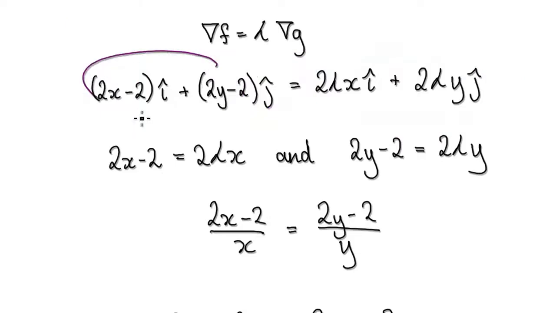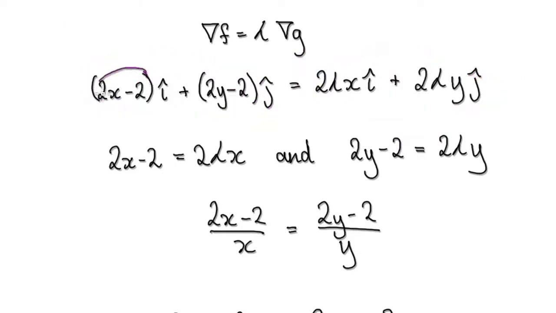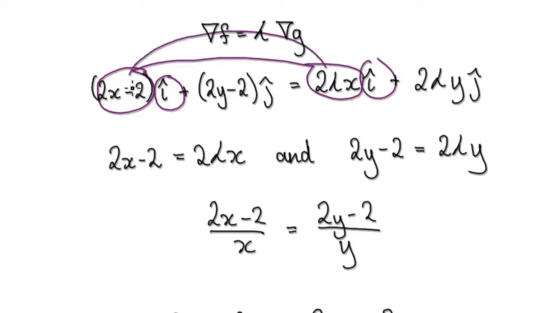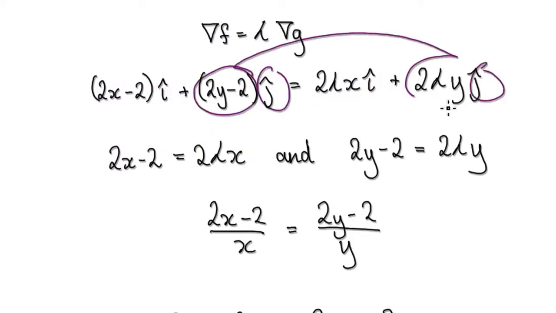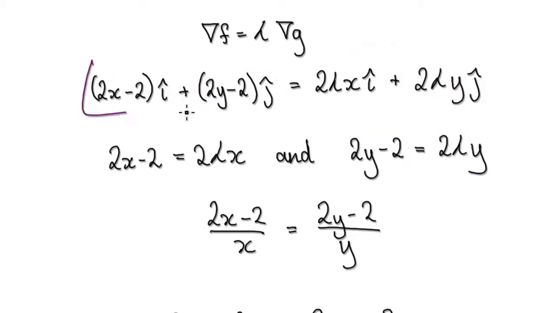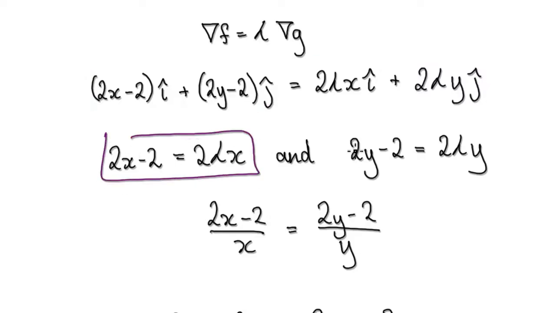Well, you demanding that this thing is the same as this thing is the same as you demanding that this thing is the same as this thing. Because if you look at the i component, the two i components must be the same, meaning this must be the same as this. And then if you look at the j component, this component must be the same as this, so you can say that this must equal this. So you trying to satisfy this is the same as you trying to satisfy these two.